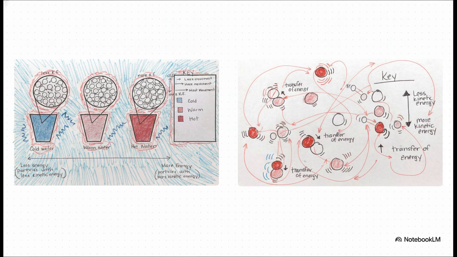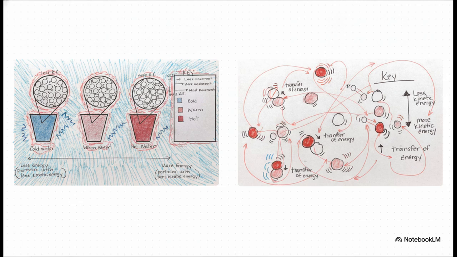Now, what's really fascinating here is how we can actually model this invisible reality. When we draw out cold water, we use shorter arrows to show less movement and less kinetic energy. For hot water, we use longer arrows to show all that extra kinetic energy. But here is the real kicker. When these particles are buzzing around, they bump into each other.